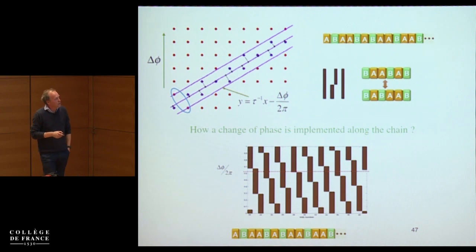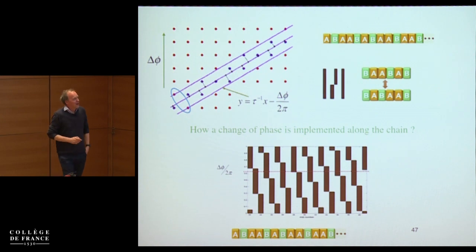And now I would like to see how a change of phase delta phi is implemented along the chain. So this is a chain. This is this chain of 88 letters. And here I change delta phi along this axis. And you see that for each value of delta phi, I could either have a defect like this or not. This depends. Okay? You are with me? Yes? Don't be shy. You can say that you're not with me.